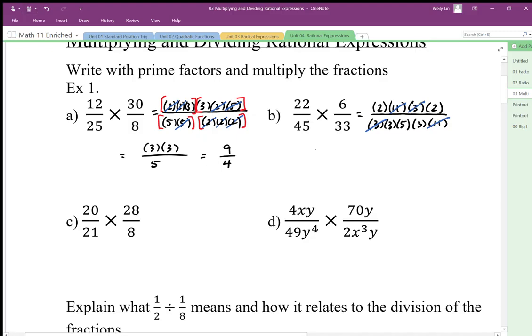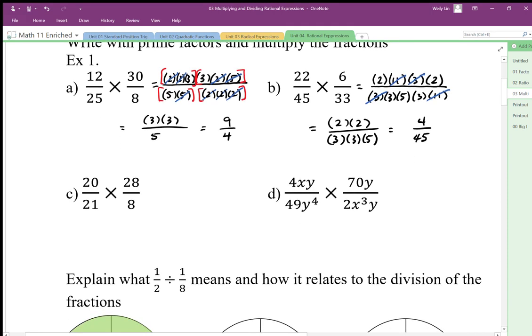So what I'm left with then is 2 times 2 in the numerator. In the denominator, I'm left with 3 times 3 times 5. So we can show that as 4 over 45.